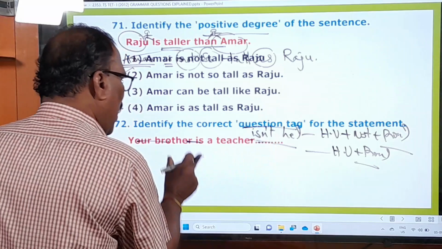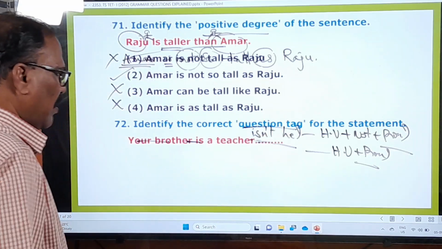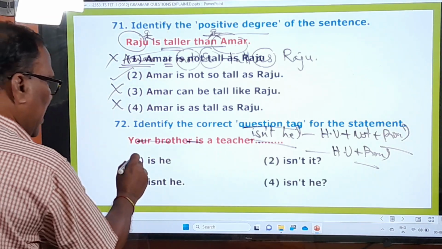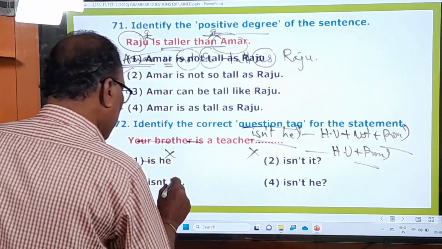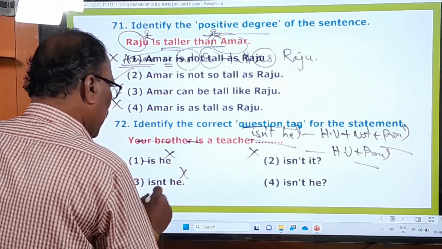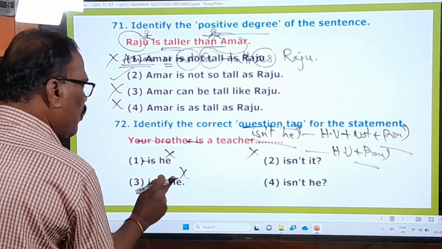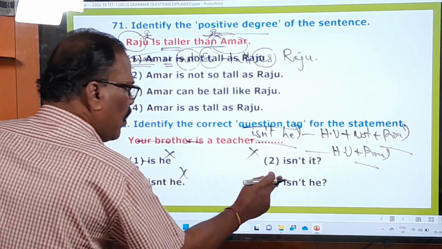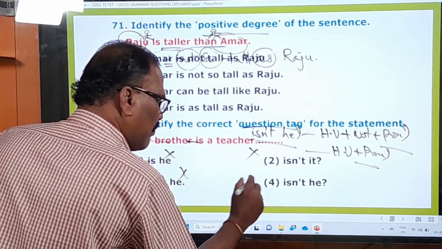Now let us check the options with our answer. What are the options given here? "Is he?" is wrong. "Isn't he?" Okay. "Wrong" because the apostrophe is not there and the question mark is not there. But here the apostrophe is there and the question mark is there. That's why this is the right one.